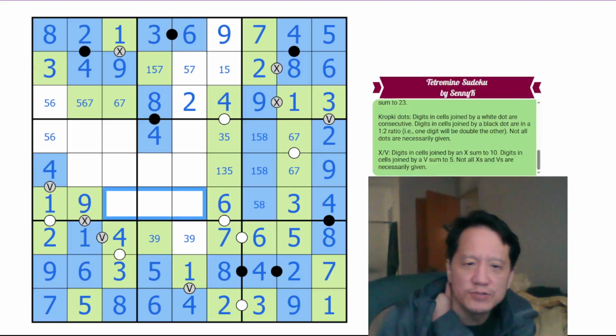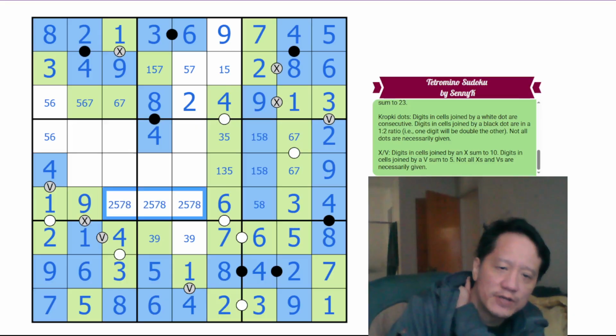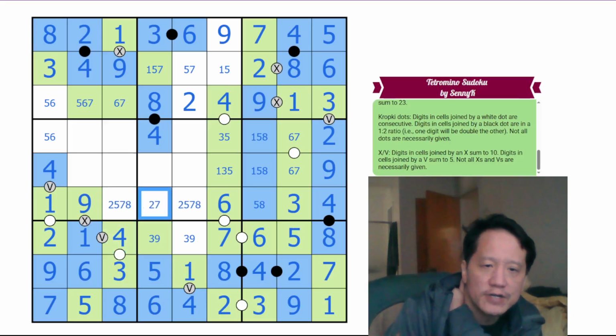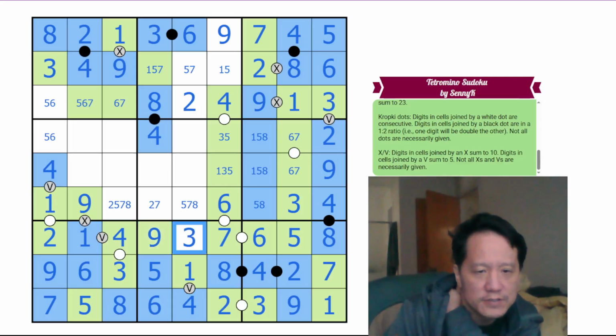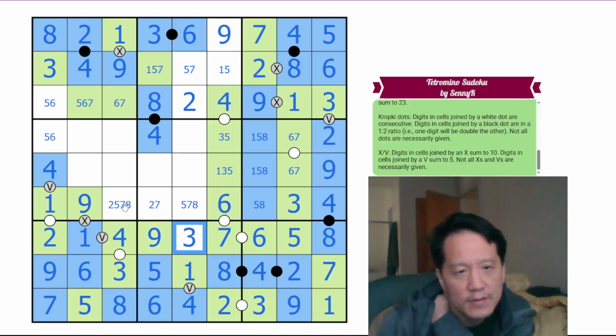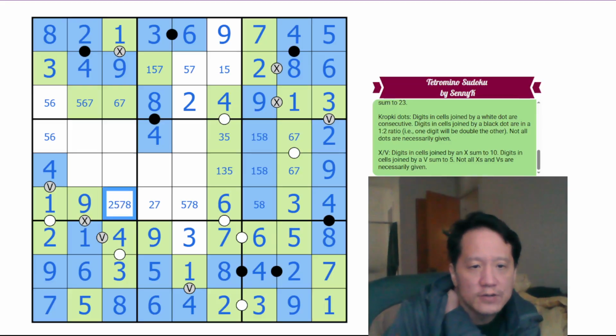Remaining digits in row 6. We have 2, 5, 7, 8. No 5 or 8 here. No 2 here because of digits in the column. 3 eliminates 3 here. So this is 9. This is 3. This can't be 8 here.